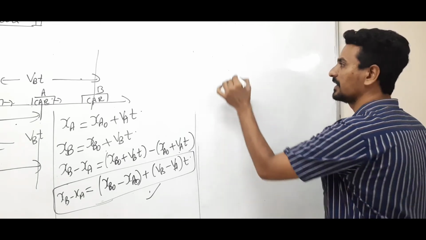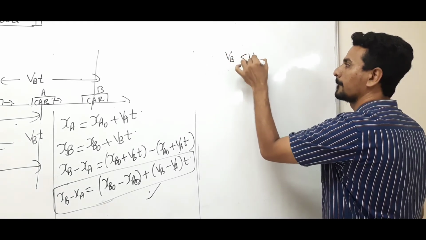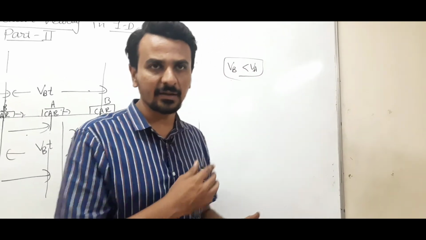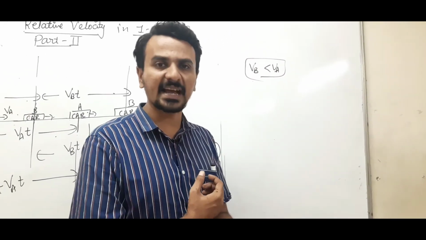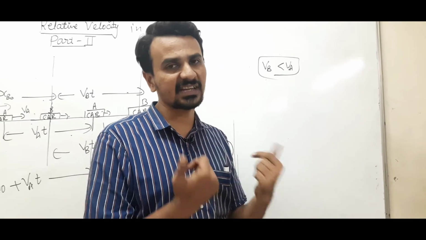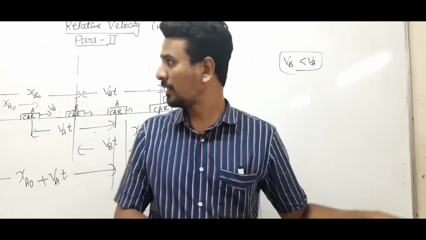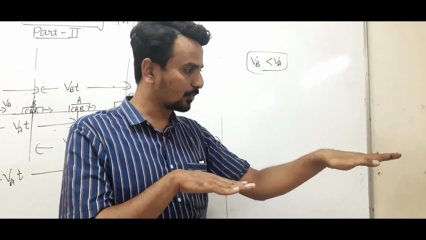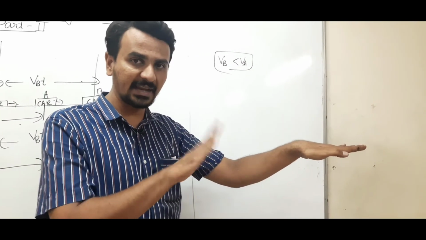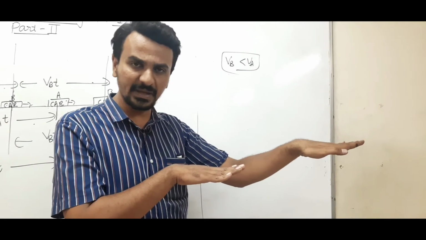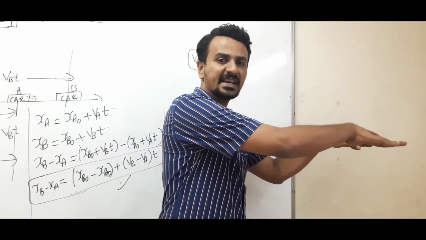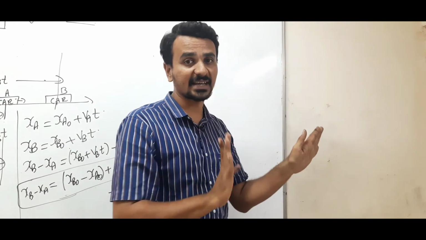VB is less than VA. Okay, so now if VB is less than VA, there will be a time where A will overtake B. This was your car B, car A, right? Both are moving in this direction. Now the velocity of A is greater than that of B. So after any time t, A will be overtaking B.